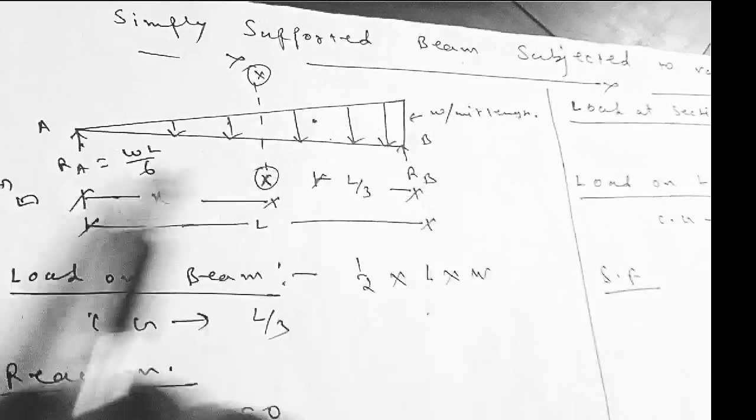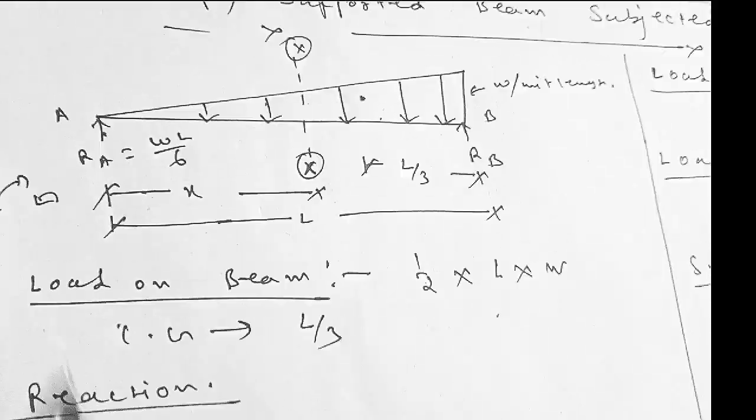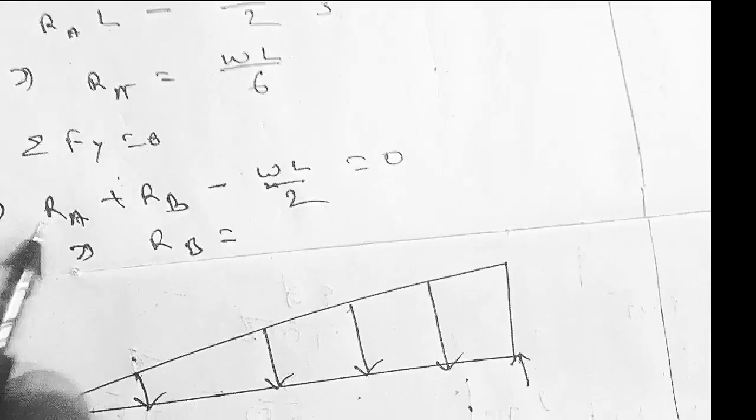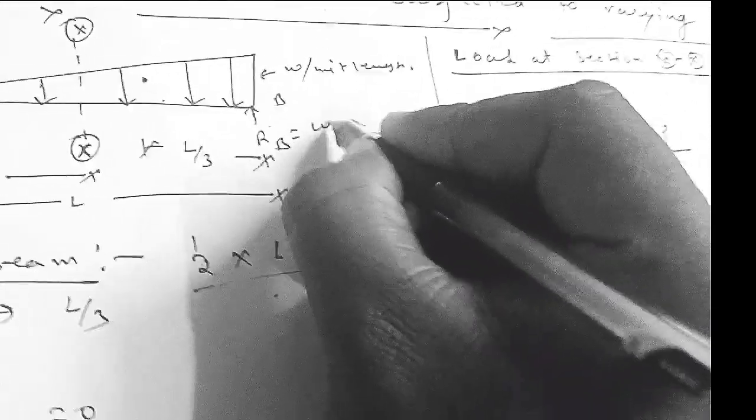Now to determine reaction R suffix B, we can take moment about A equal to 0, or else we can do summation of vertical force equal to 0. Downward, which force is acting? R suffix A and R suffix B. So R suffix A plus R suffix B, and upward, which one is acting? Just the total load on the beam. So it will be minus WL divided by 2, the total load on the beam, equal to 0. From there you can determine R suffix B. If you put the value of R suffix A, you will get R suffix B equal to WL divided by 3.